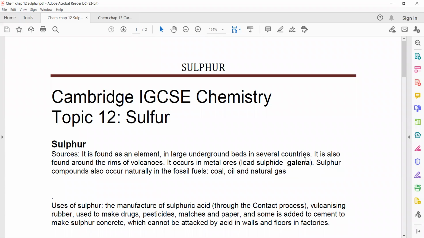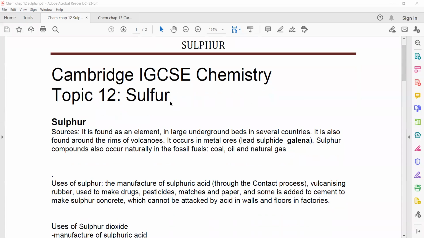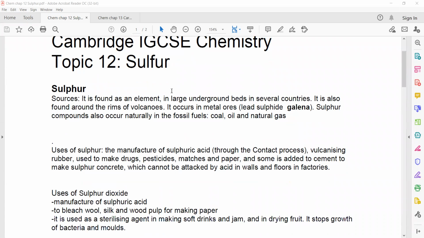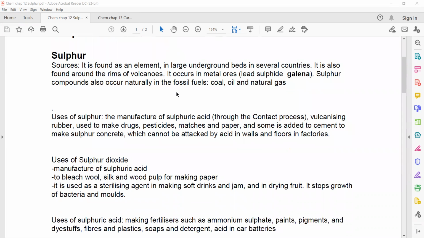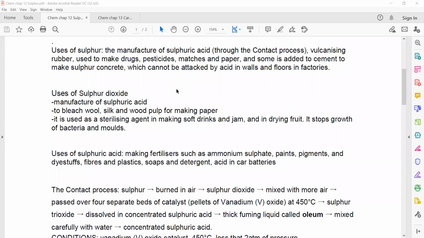Good evening, everyone. This is IGCSE Chemistry, Topic 12, Sulfur. A quick revision, quickly we'll go through these topics. So, sulfur symbol is S, existing as S8 molecule. It is solid at room temperature, yellow solid, and most of this sulfur we extract from the earth crust. And there are traces of sulfur which are found in a fossil fuel such as coal, oil, gas.